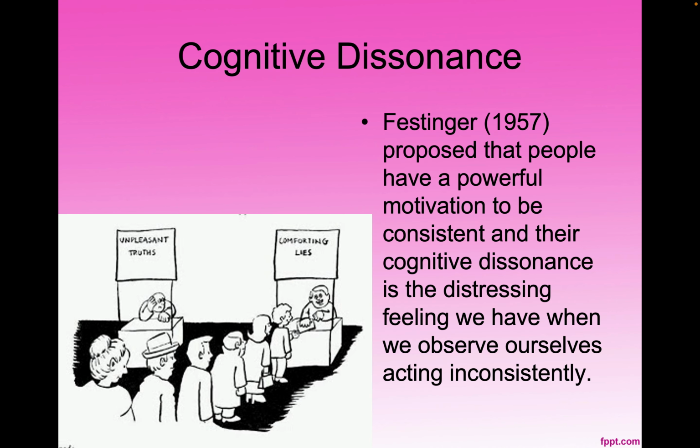She was a goddess. Festinger in 1957 proposed that people have a powerful motivation to be consistent, and cognitive dissonance is the distressing feeling that we have when we observe ourselves acting inconsistently.